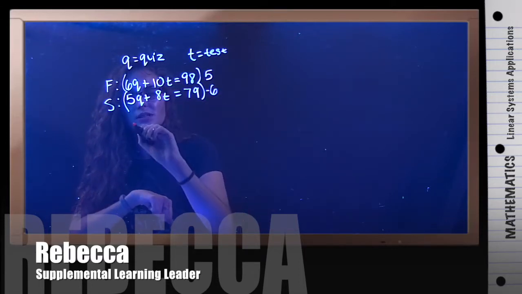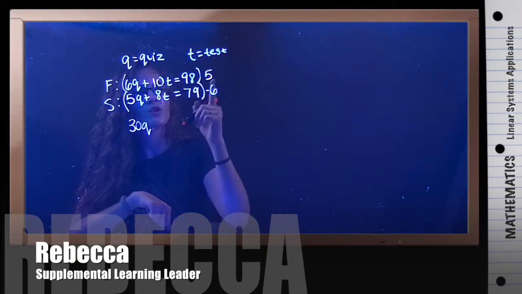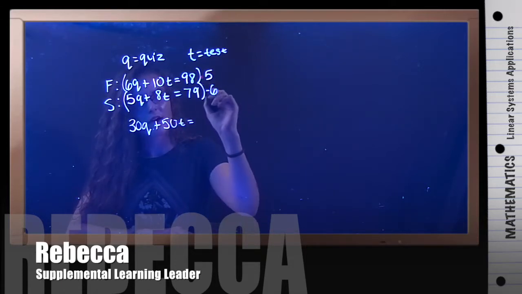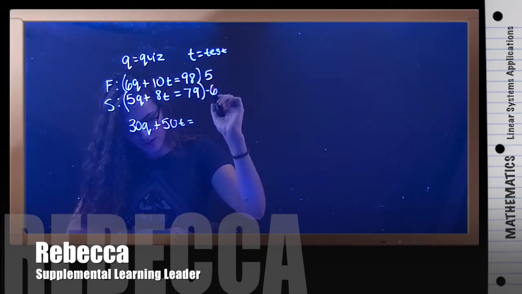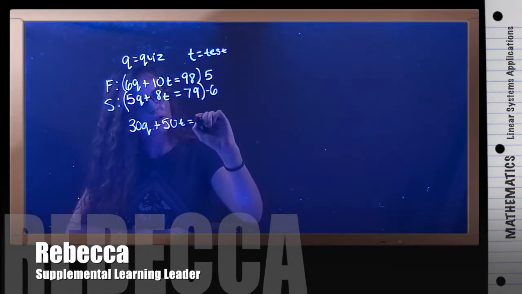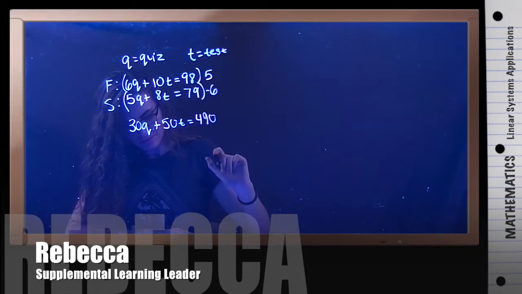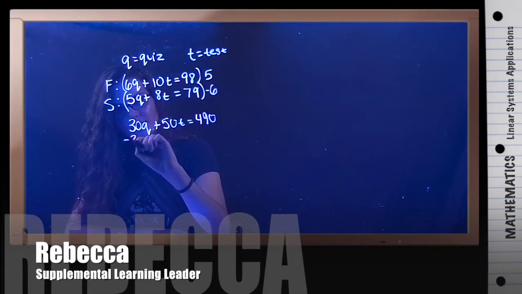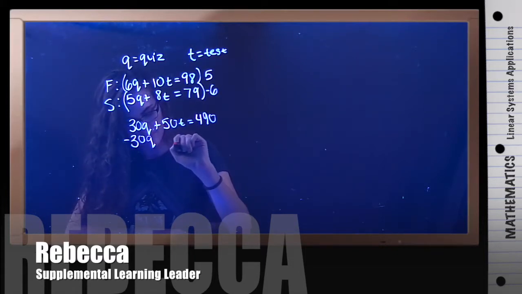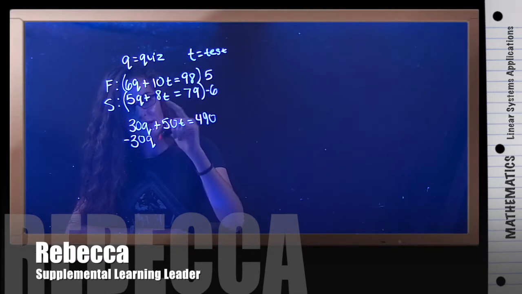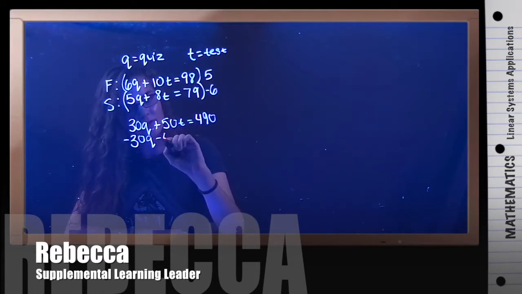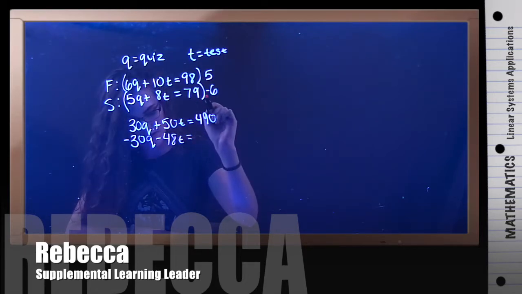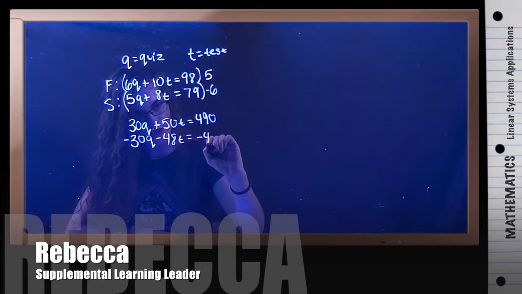So if we do 5 times 6, we get 30Q. 5 times 10 is 50T, equals 5 times 98, which is 490. Now we can do negative 6 times 5 is negative 30Q, and negative 6 times 8 is negative 48T, equals negative 6 times 79 is negative 474.